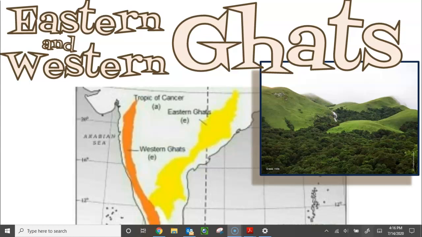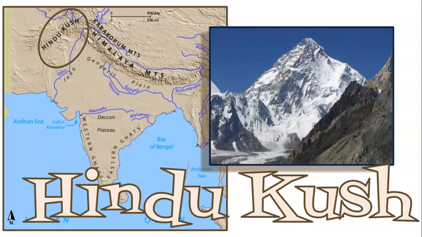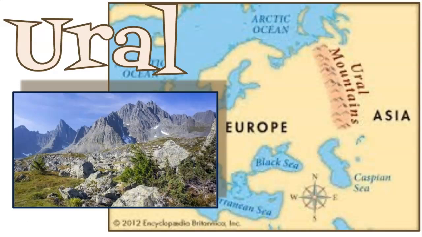The eastern and western Ghats are 2 parallel mountain ranges on the Indian subcontinent. They connect in the Nilgiri Hills. The Hindu Kush Mountains are located in Afghanistan and Pakistan, and they are an extension of the Himalayas. Historically, they have been of strategic military significance, even up to the present day.